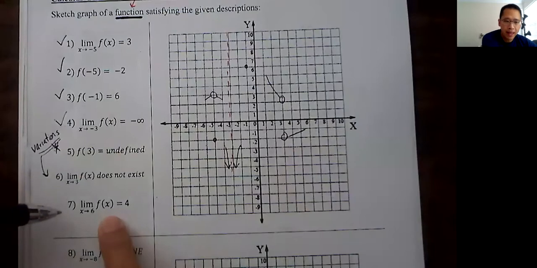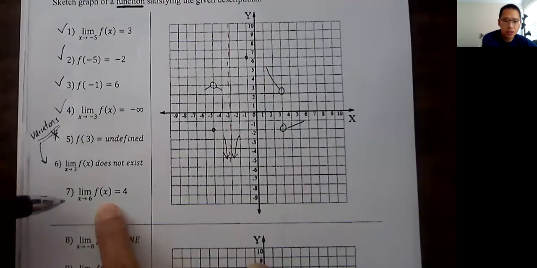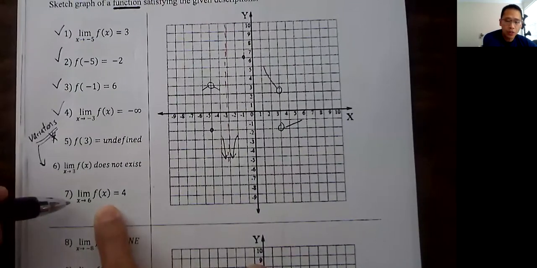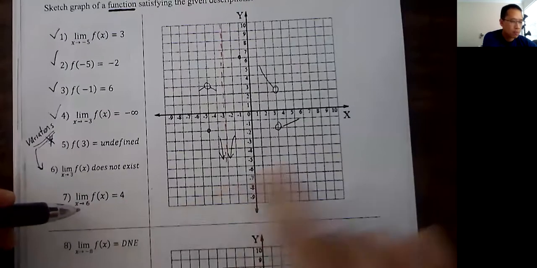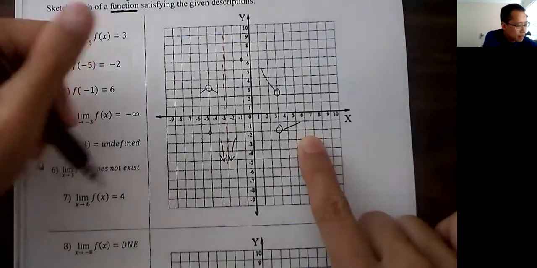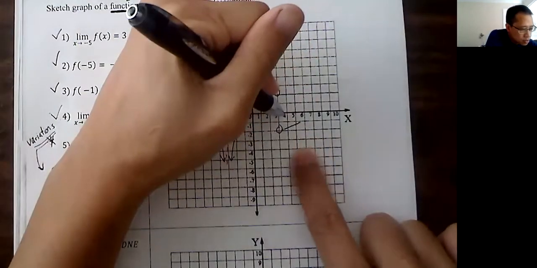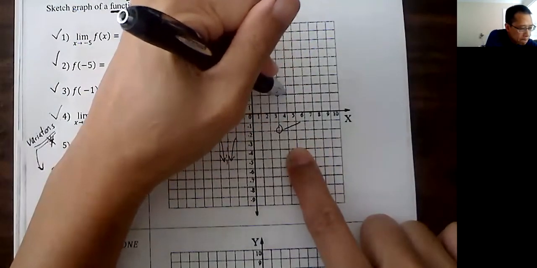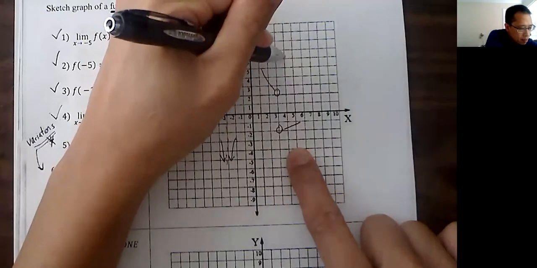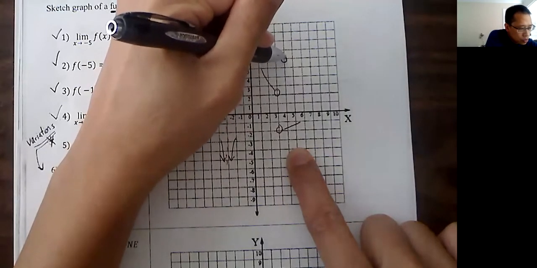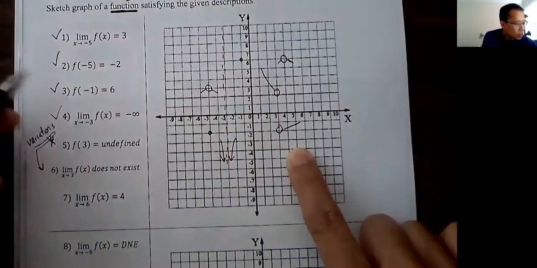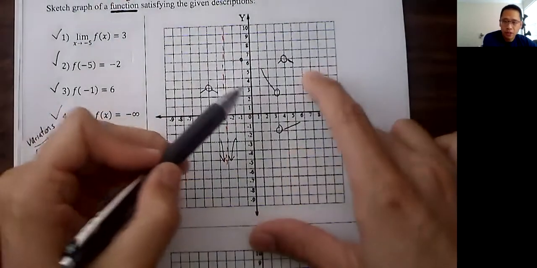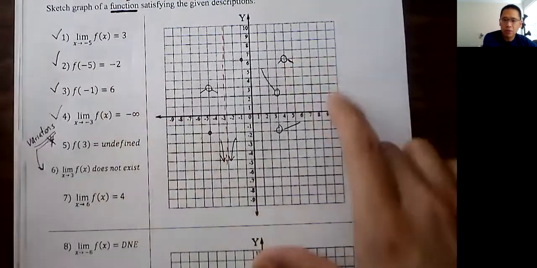Now the last one, limit as x approaches 6 is equal to 4. So I want the graph to move towards 4 from both sides of 6. So I know my destination is ordered pair (6, 4). But I'm going to make it a hole, and just like with number 1, I just want to know where the graph is approaching.